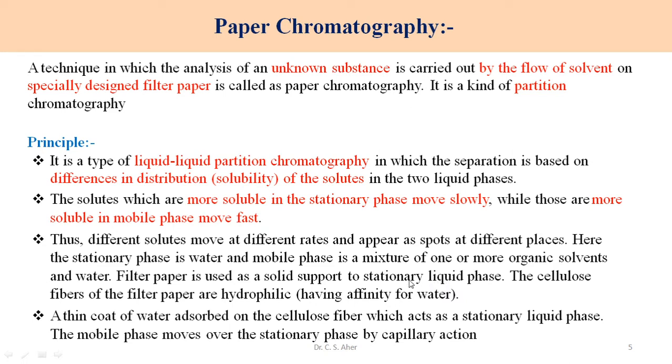So for this liquid we have this paper as a solid support, and on this solid support we have the stationary liquid phase. The cellulose fibers of filter paper are hydrophilic, that is water loving, having an affinity towards water, and thus the cellulose fibers of this paper adsorb water molecules. So a thin coat of water adsorbed on the cellulose fibers acts as the stationary liquid phase, and the mobile phase moves over the stationary phase by capillary action. So here the paper is only a solid support.